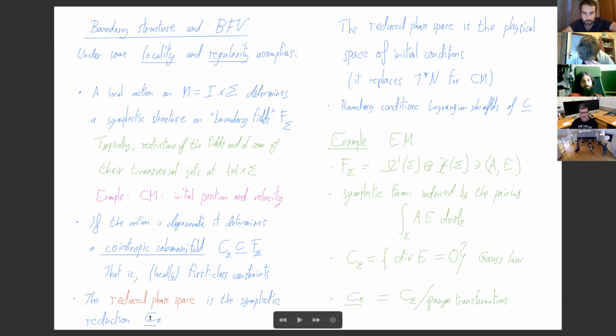So in this case, this reduced phase space, namely the quotient of this sigma, this means the symplectic reduction of C sigma, is exactly the same as the space of solutions to the Gauss law modulo gauge transformations for the vector potential.